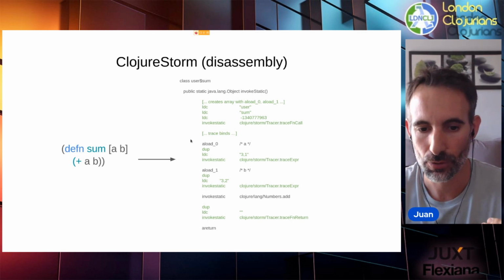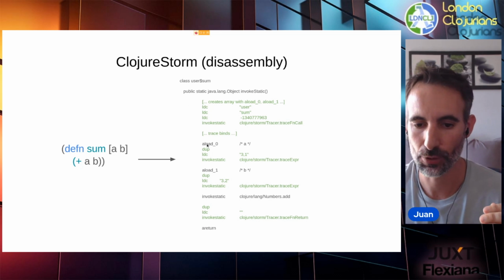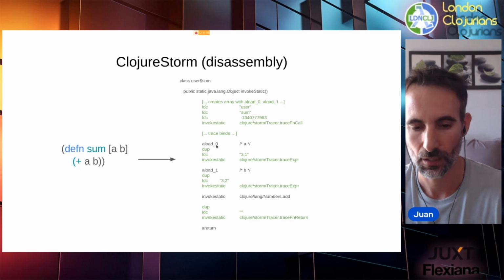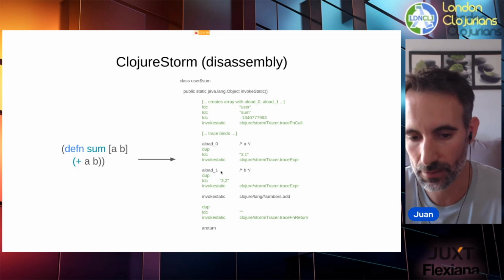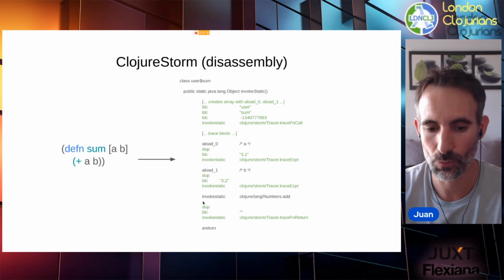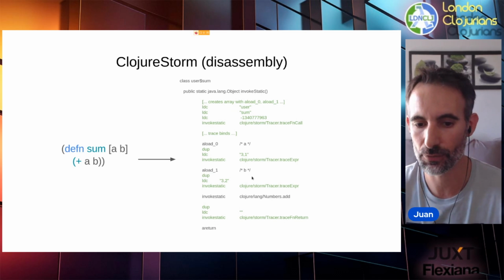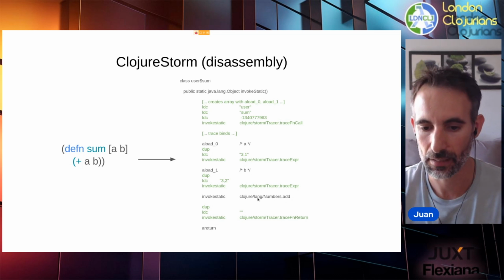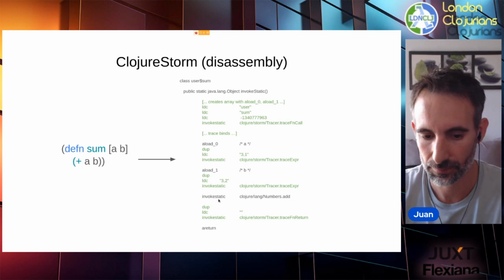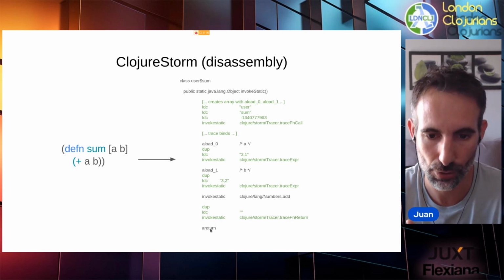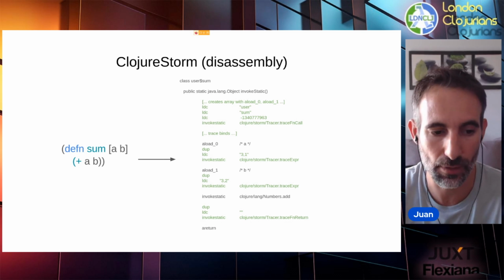What is it going to do? For this expression, it's going to put a reference of the first parameter into the stack. It will load A into the stack. It will put a reference of the second parameter, so B, into the stack. And then we'll call numbers add, which will grab both values from the stack, add them, and leave the result on the stack, and then it will return. So this is how Clojure works under the hood and at the bytecode level.